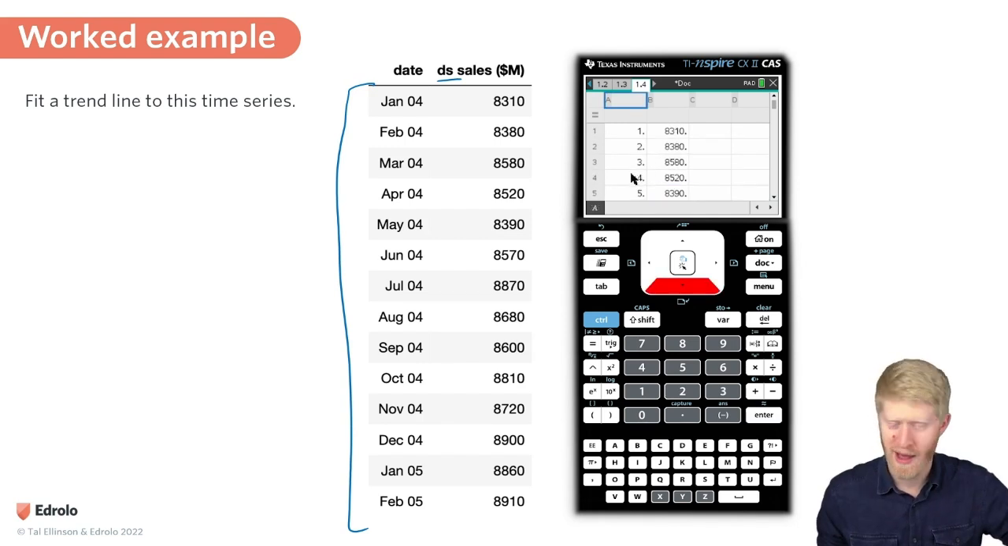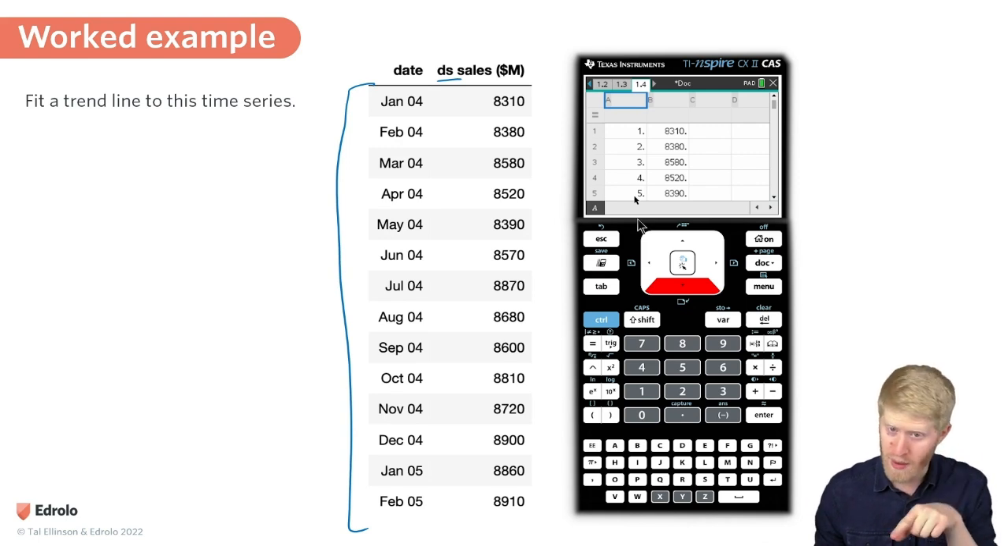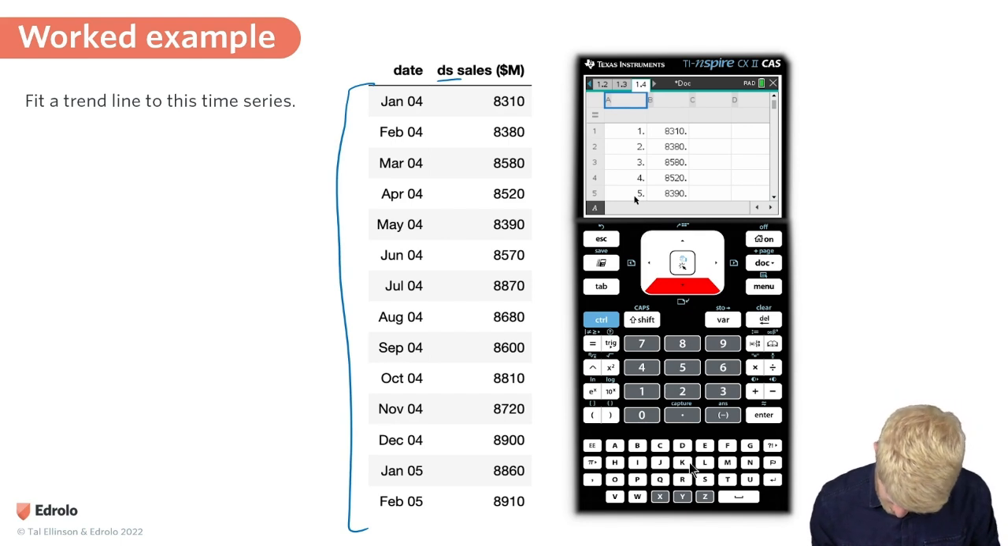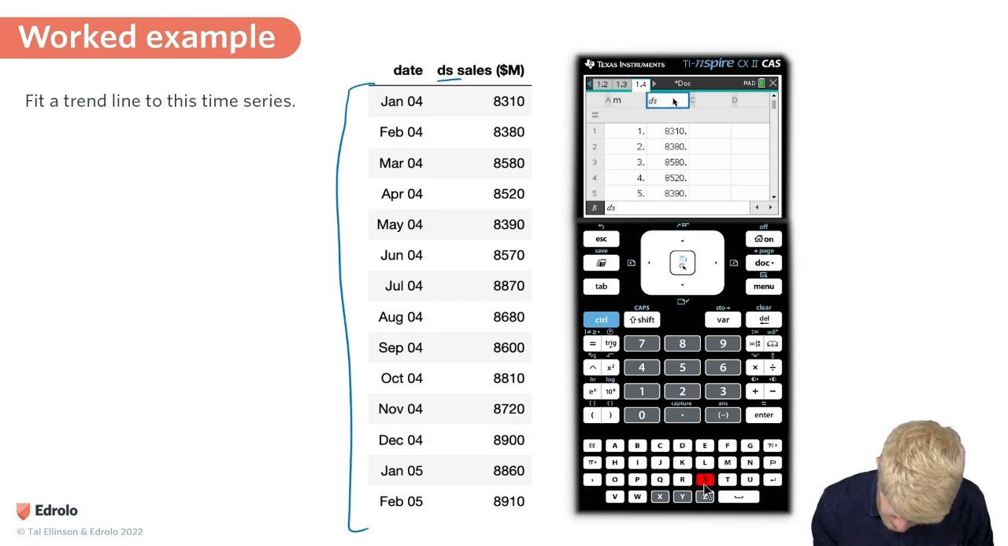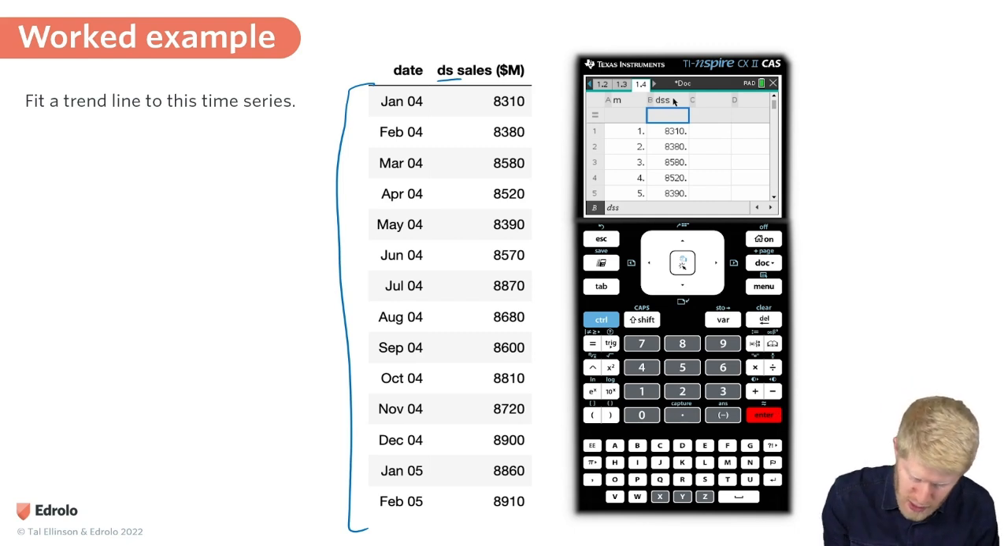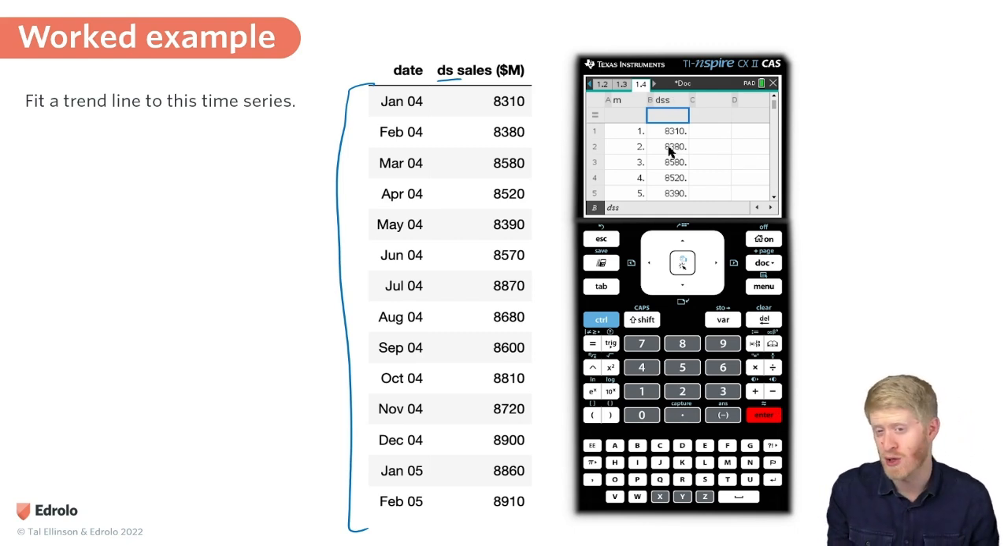All right, we've put our values in. Notice that for the explanatory variable, I've given the numbers 1 down to 14 because I can't really put January, February, and March in. And we're going to have to remember that going forward, that the number 1 means the January month, and the number 2 means the February month. We'll give it a name, M for months, and for our response variable, we'll call it the deseasonalized DS sales. Another interesting thing to note is that these are all counted in millions of dollars. So this is actually $8,310 million.